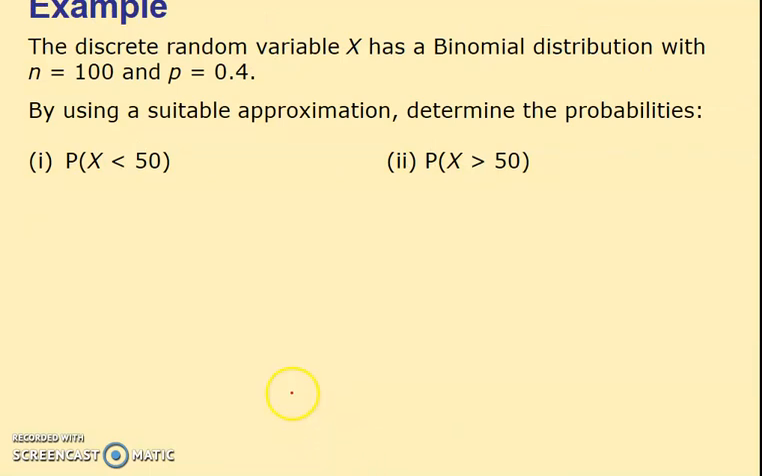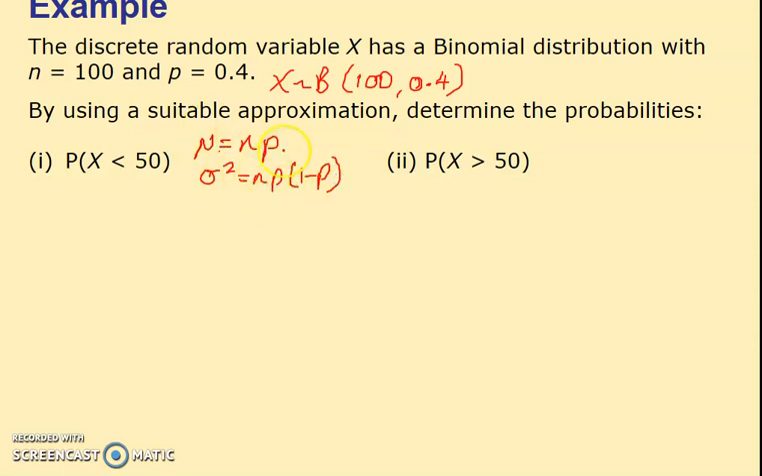So the discrete random variable X has a binomial distribution. We're saying X is binomial, n is 100, and p is 0.4. One thing you should know about the binomial distribution is that, and these are in the formula books, the mean for this approximation to take place is mu equals np. And the second one is that sigma squared is np(1 minus p). We will need to use these two formulas, which are in the formula book, but not necessarily obvious.